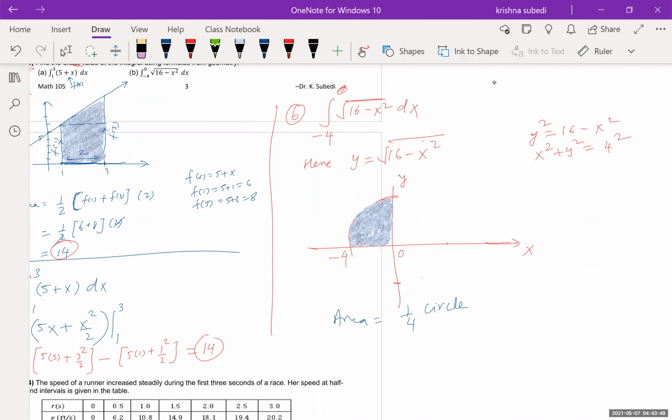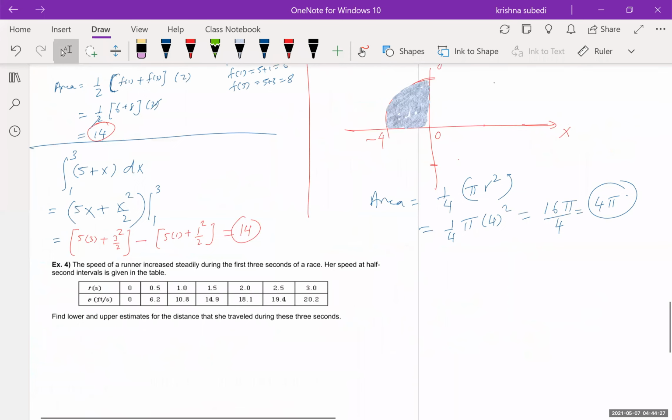So area of a circle, you know that, pi r square. Right? That's the area of this shaded region. So 1/4 pi r square, with r equal to 4, so 4 square. So that's going to give you 16 pi. Is that 16 pi or 4 pi? 16 pi divided by 4 gives you 4 pi. Okay, that will be your answer. Any questions so far?